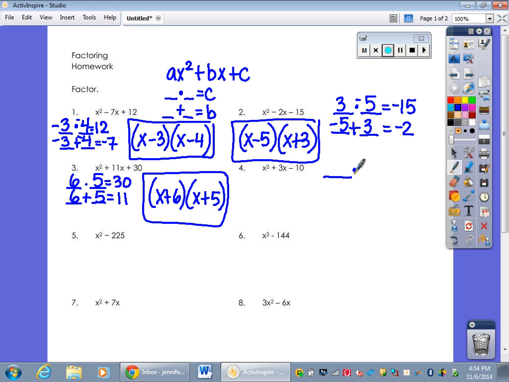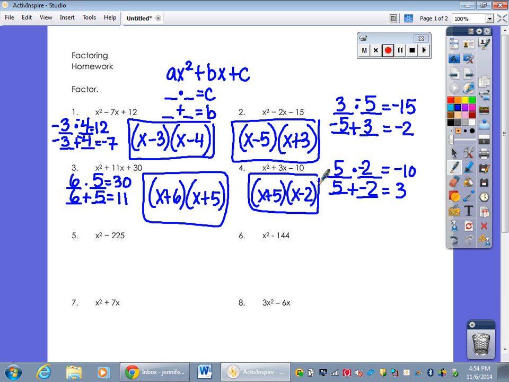This one, we're looking for two factors that give us -10 and add up to +3. That's going to be 5 and 2. One of them has to be negative, and since we want a +3, the 2 is going to be negative. So we're going to have x plus 5 times x minus 2.